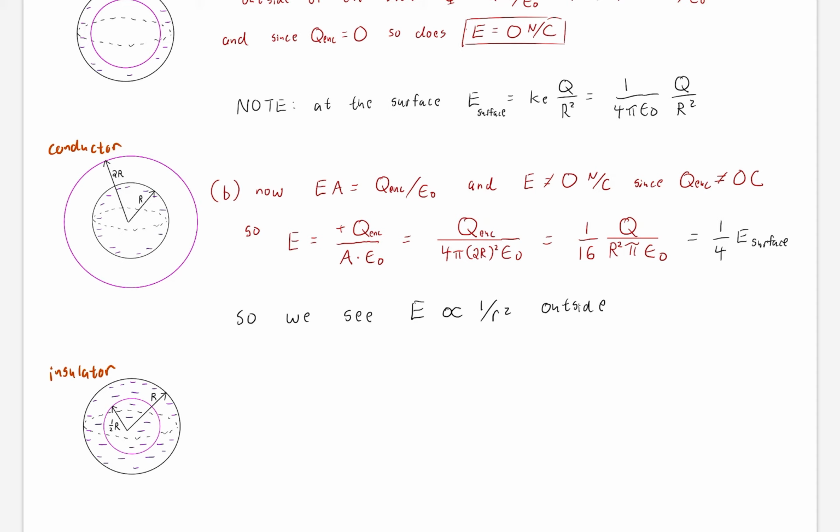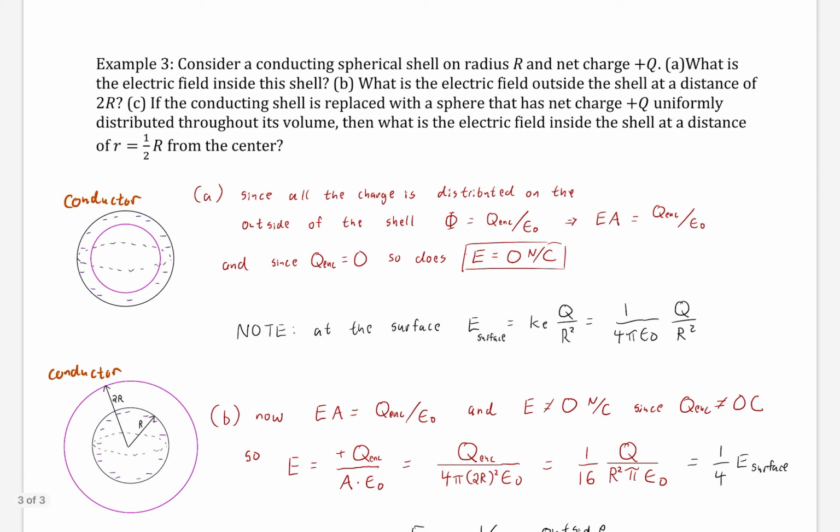But now we're going to consider an insulator, okay? So if the conducting shell is replaced with a sphere that has a net charge of Q uniformly distributed throughout its volume, so not on its surface, how is that possible? Because the rule said it has to distribute on the surface. Well, it doesn't have to for an insulator, all right? All right, so that's the thing. You know, I say a sphere, but it's an insulating sphere.